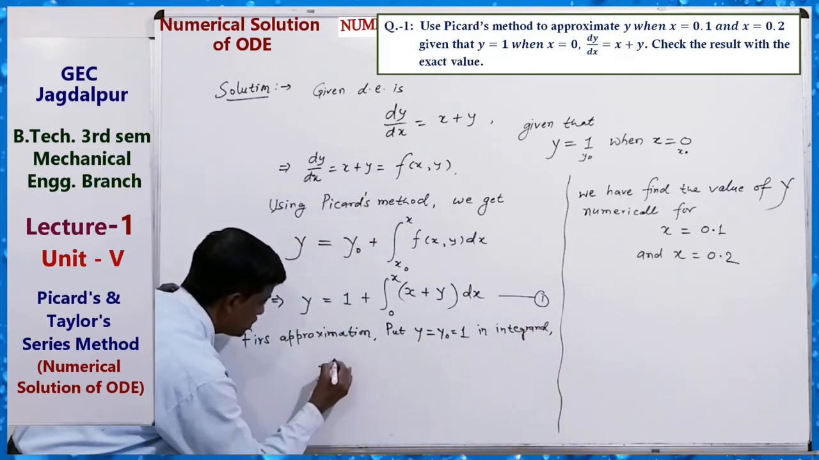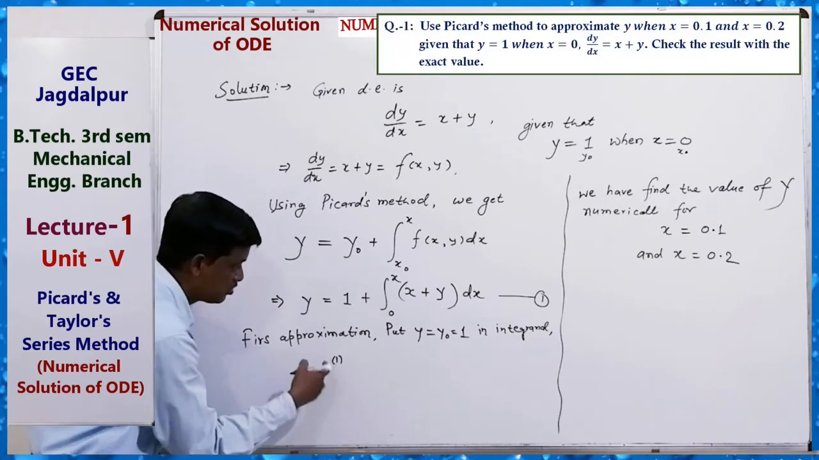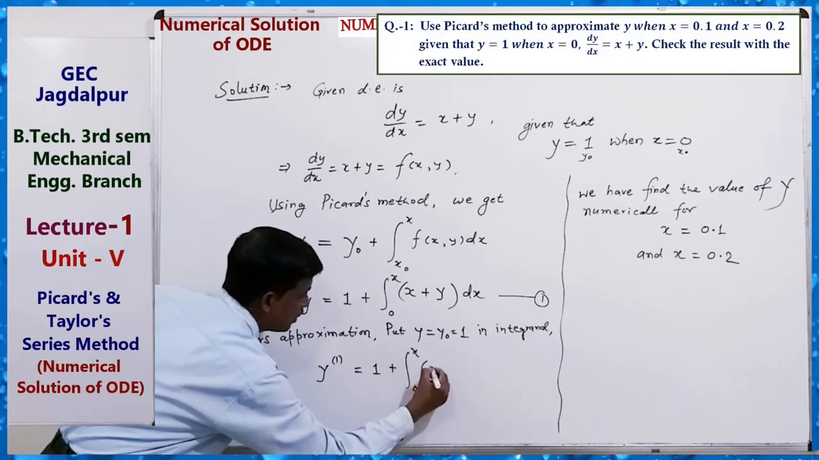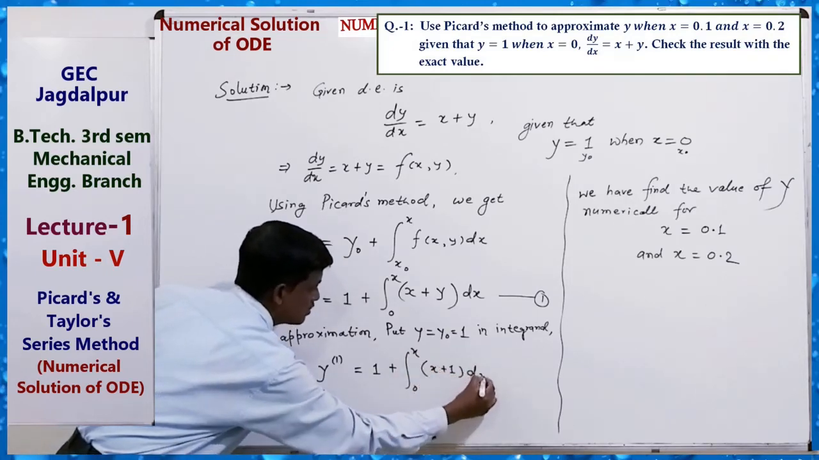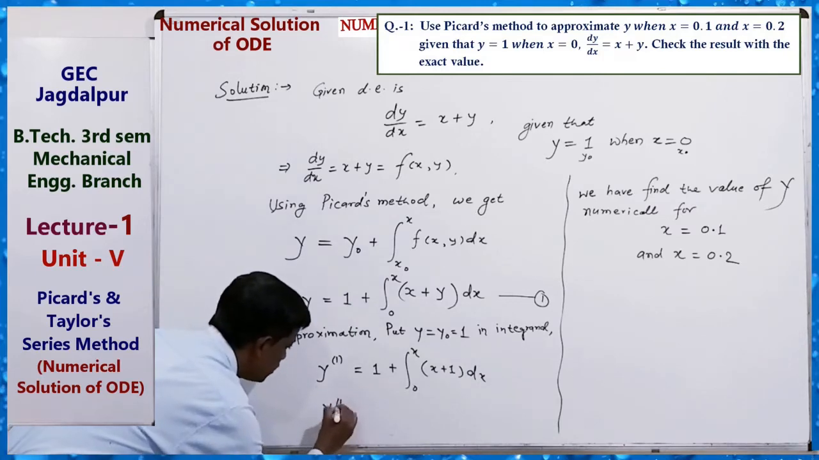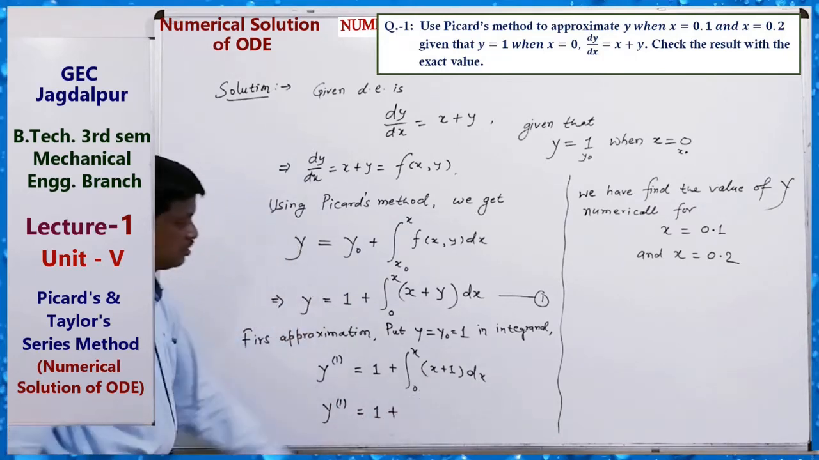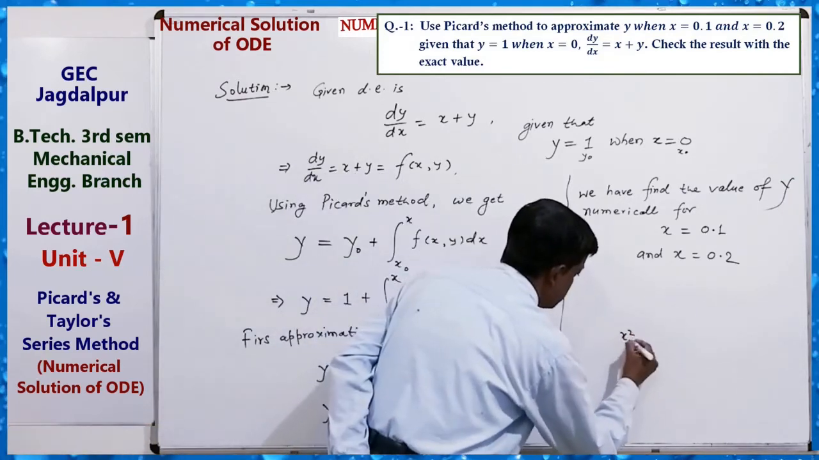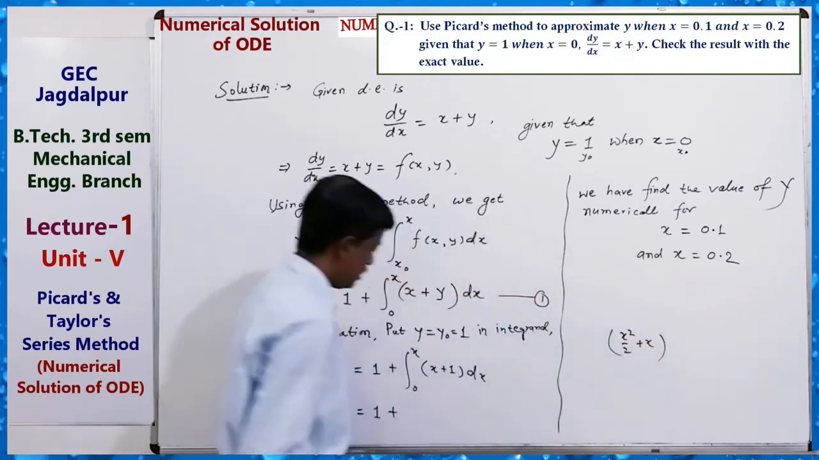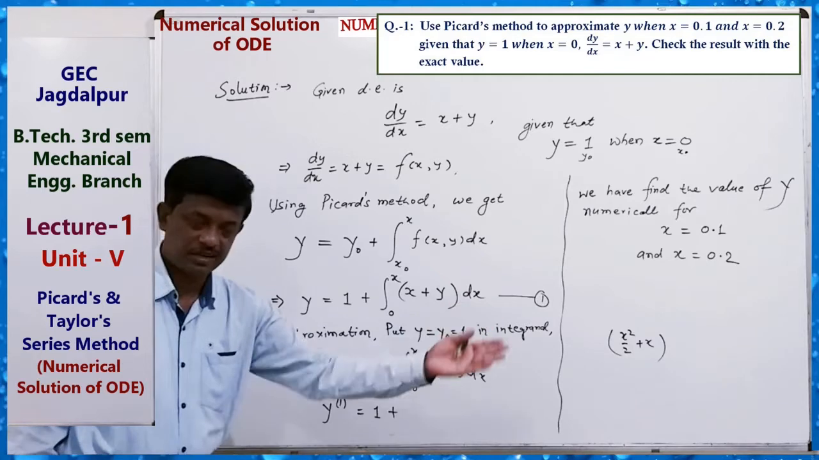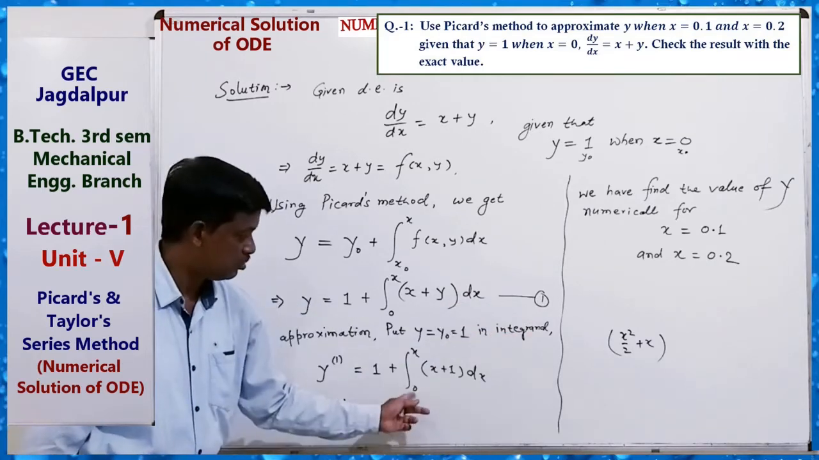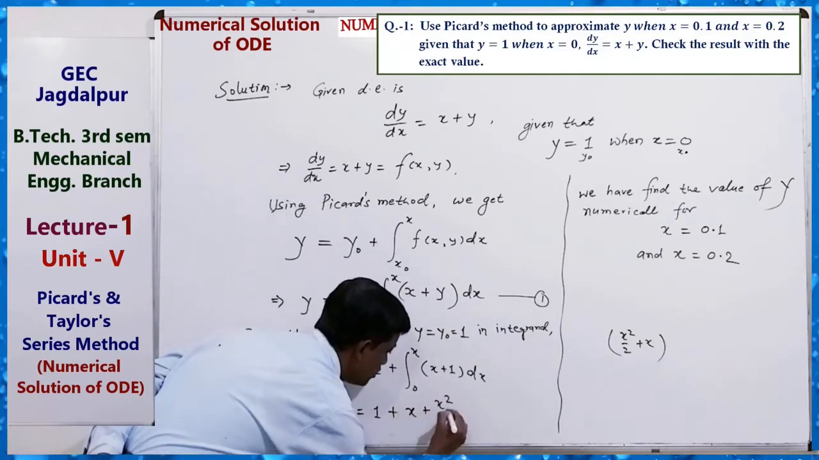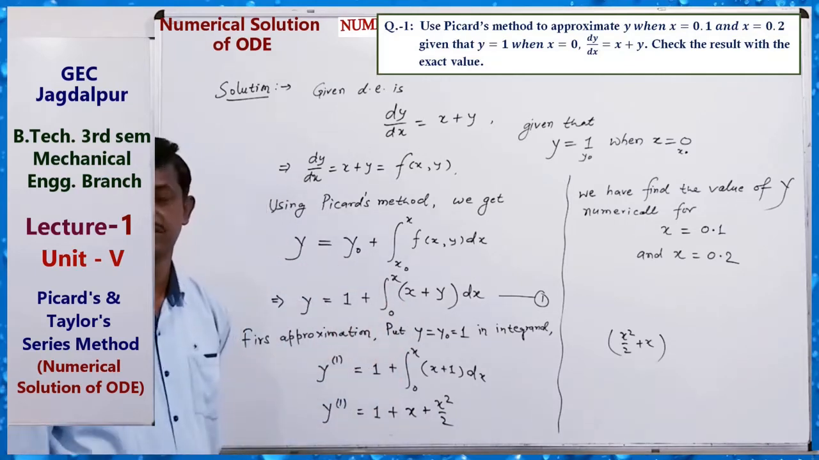So we get the first approximation, the value of y1, equals 1 plus the integration from 0 to x of (x + 1) dx. Now we can solve it. So y1 equals 1 plus, just integrating, x square by 2 plus x, and applying the limits, x in both, so 0, the second limit finishes. So we get x plus x square by 2. This is the first approximation. Clear?